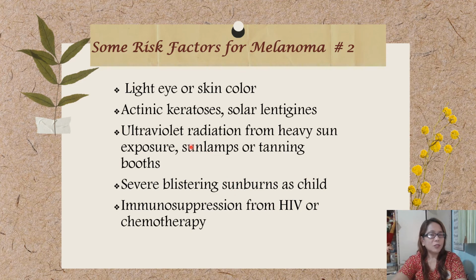Okay, those patients who are exposed to ultraviolet radiation from heavy sun exposure, could be sun lamps or tanning booths. Those who had severe blistering sunburns as a child are also at risk. And those who have immunosuppression from HIV or chemotherapy.